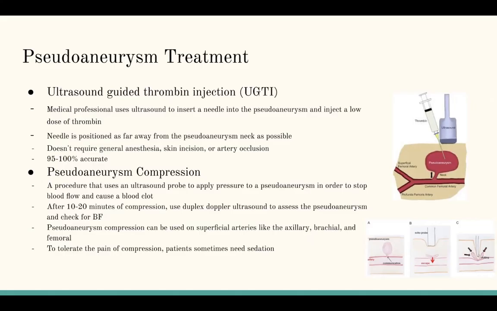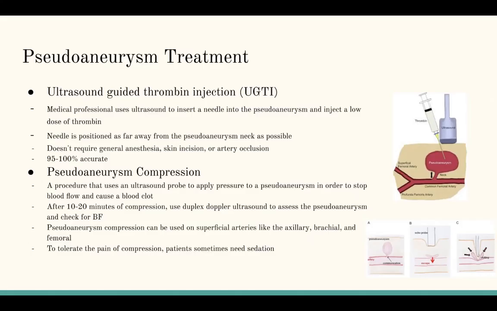Secondly, we have the pseudoaneurysm compression method, a procedure that uses an ultrasound probe to apply pressure to a pseudoaneurysm in order to stop the blood flow and cause it to clot. After 10 to 20 minutes of compression, you can use a duplex Doppler ultrasound to check if there's any blood flow and to see if the pseudoaneurysm is resolved.